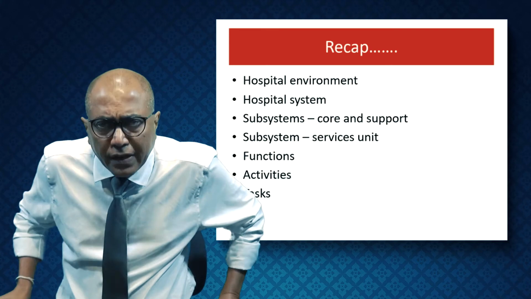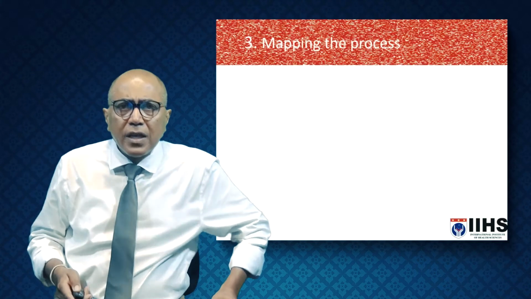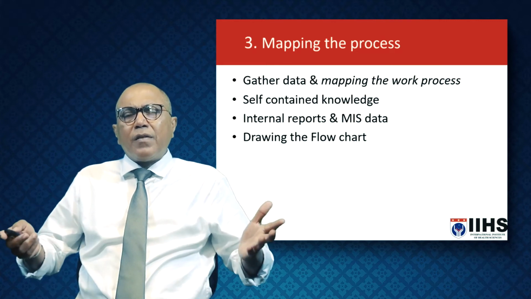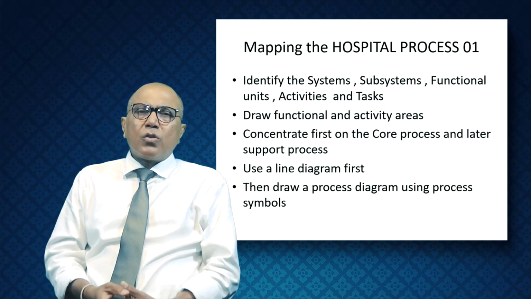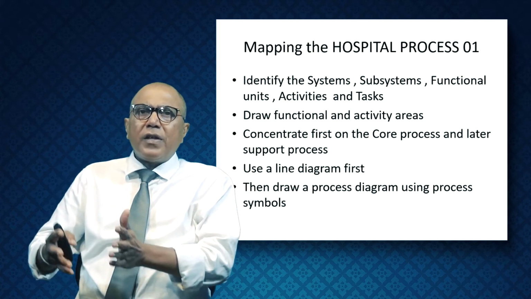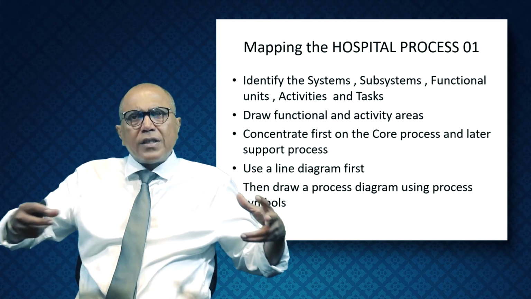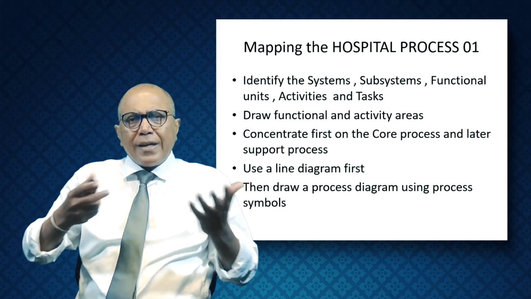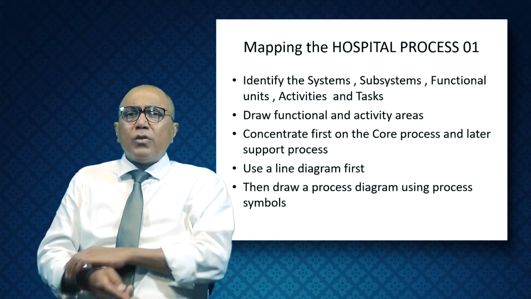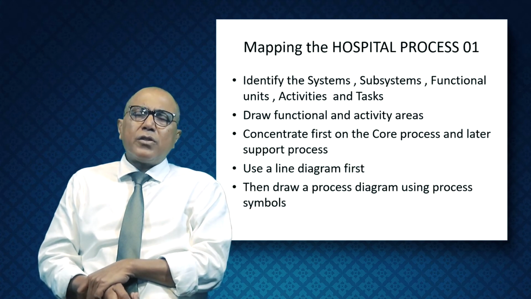So we looked at the functions, activities, and tasks. What we do is initially gather the basic flow chart. You can do it, right? So identify the system of the hospital, subsystems, functional units, activities, and tasks. So you draw a functional activity area. You use a small line diagram, and then later on, if you want to use process symbols, you can do that.